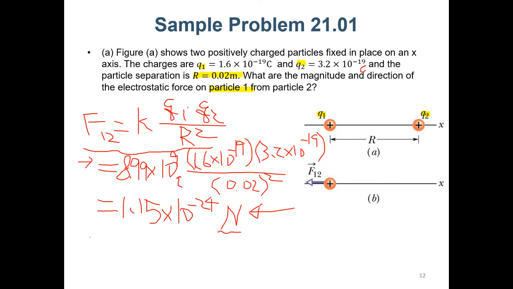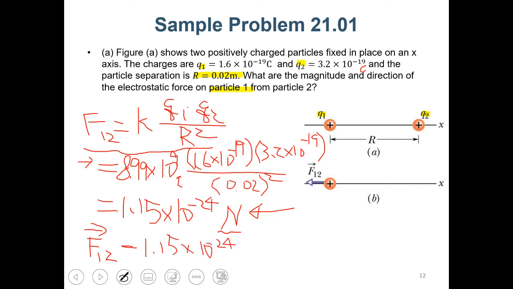So if you want to write it in vector form, it will be somehow like this. It is equal to 1.15 times 10 to the minus 24 Newton, negative i hat. Yeah, because suppose the x direction is pointing to the right.